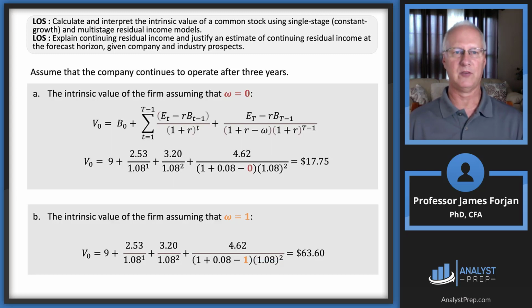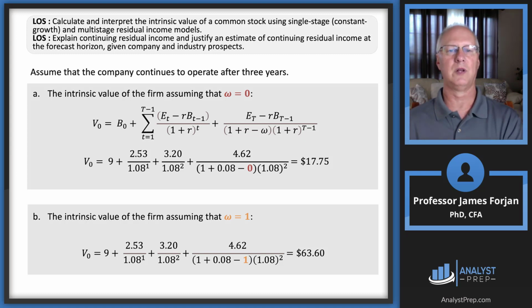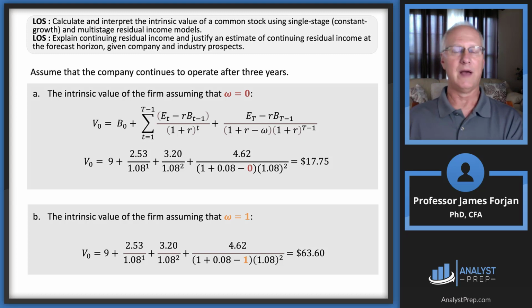All right, so you ready for this? This part A in the upper gray box, we do all the math. All we're doing is taking a present value. So we do 9 plus the 253 plus the 320. Of course, we have to take present value of those in year 1 and year 2. And then we have to take the present value of that 462 going forward all the way.